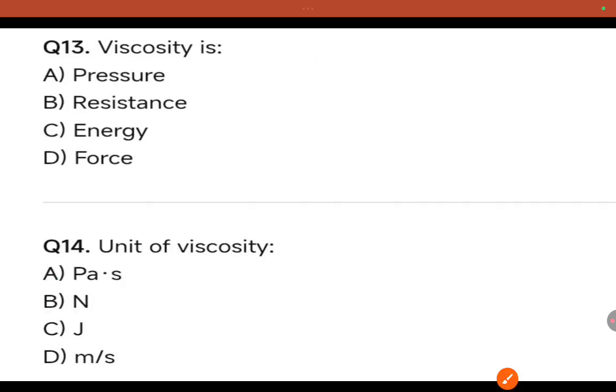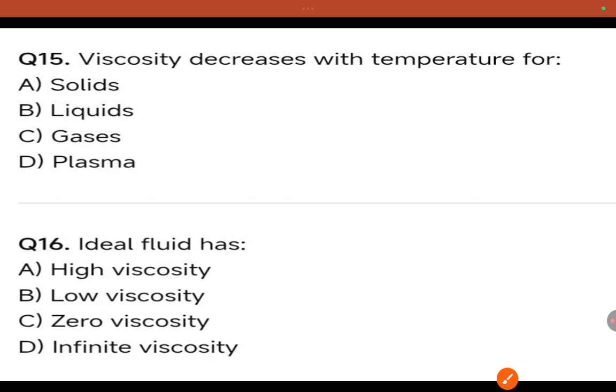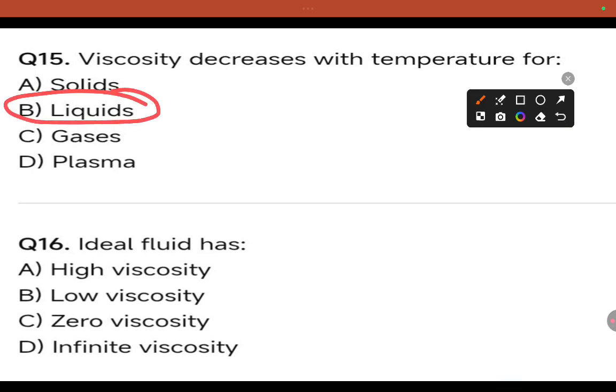Viscosity is what? Okay, I will go directly without wasting time. That is about resistance. The unit of viscosity is Pascal second. Viscosity decreases with temperature for liquids. An ideal fluid has, tell me, always zero viscosity.